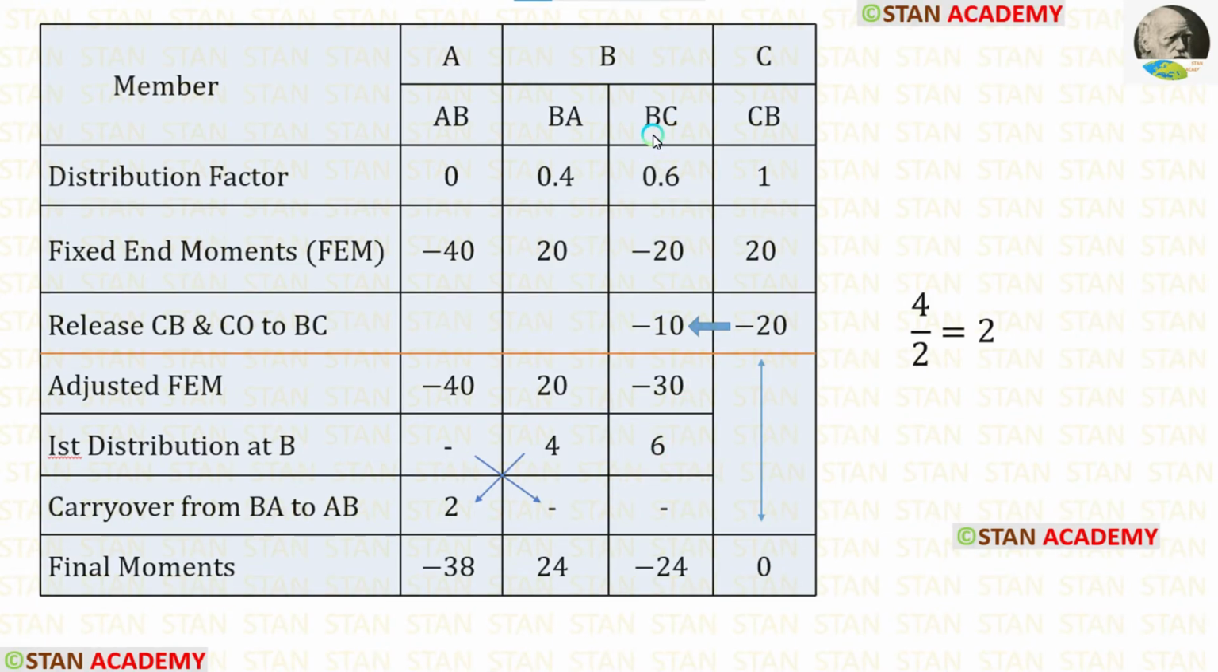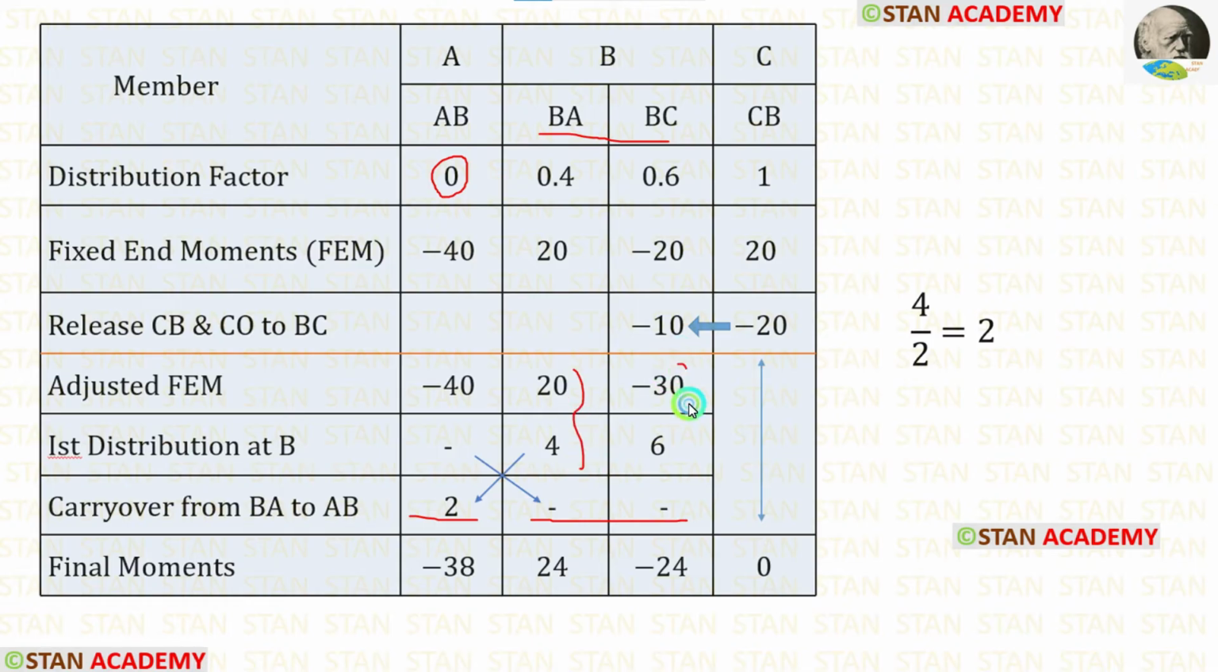Now we have to make the carryover. We cannot make the carryover between BC and CB because we have already released CB and made it as 0. So we can make the carryover only between AB and BA. From BA, half of 4 will go to AB. 4 upon 2, we will get 2. Let us enter that. For AB, there is no distribution, so we cannot make the carryover to BA. In this analysis, we cannot continue further. For BA and BC, there are no carryover values, so we cannot make the second distribution. For AB, there is carryover, but the distribution factor is 0. In this case, we can't continue.